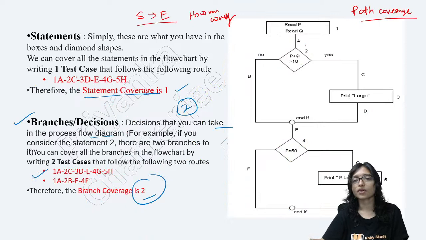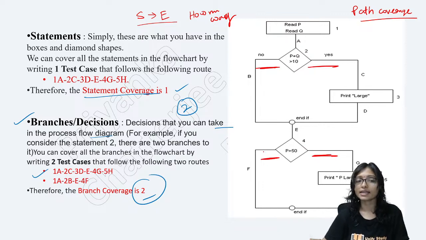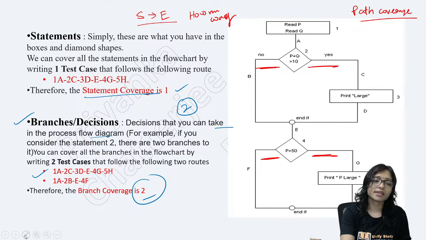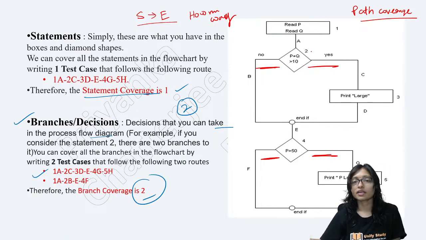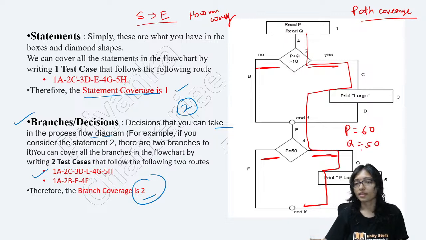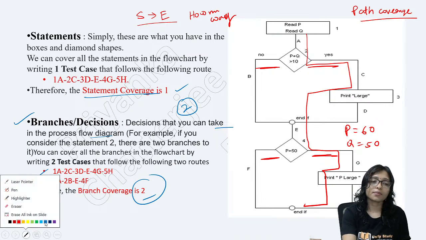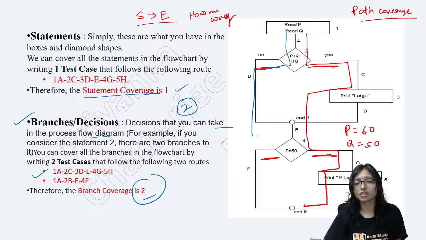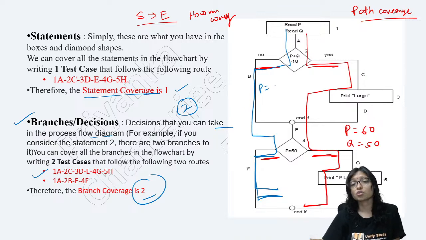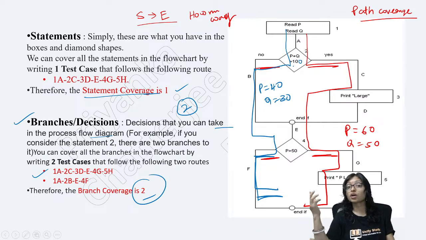Okay. Branch coverage, same way. You have to think about this branch and this branch. Ultimately there are two branches, and you have to cover the two branches, right? If I am trying to cover this branch, I can take the value P equals 60 and Q equals 50. That will be sufficient. If I am thinking about the other branch, then P equals, maybe I can take 40, and Q equals 30. So these two will be sufficient to cover the branches.